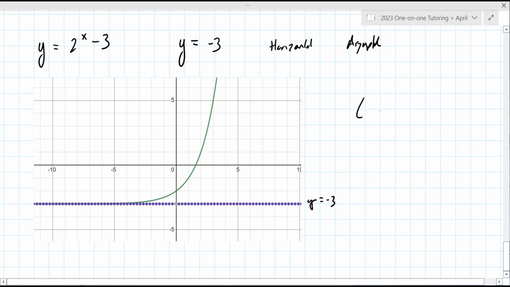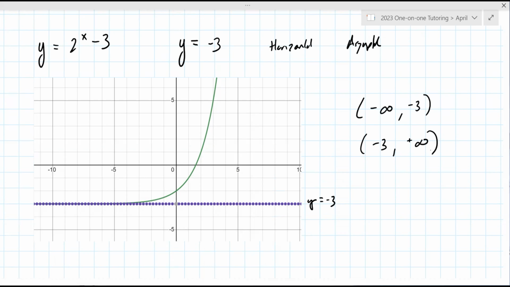So this time is the range -infinity to -3, or is it -3 to positive infinity? What do you say? Like the green line. Basically, -3 to plus infinity. Yes, perfect. Very good. All right, any questions on that before we move on to something else? No. Okay.